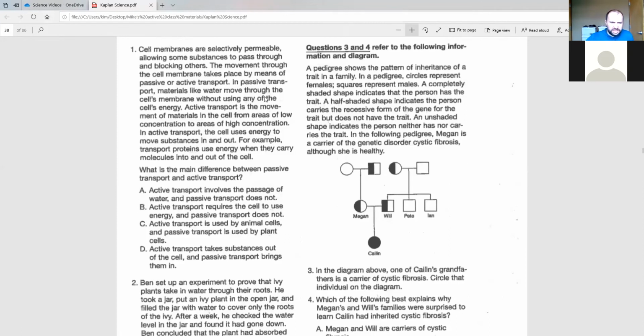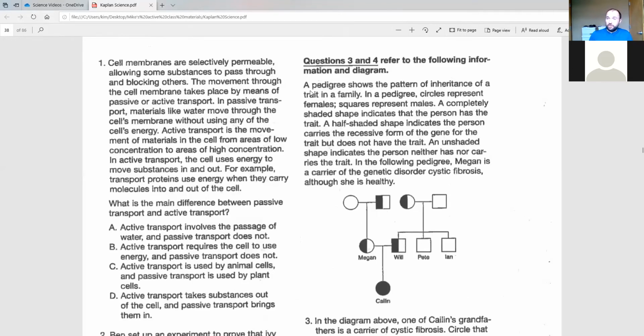There's significantly more reading on some of these questions, so I will read through them, but if you feel like you want to read them on your own screen, then just mute me and you can read through it and we can talk about it after.